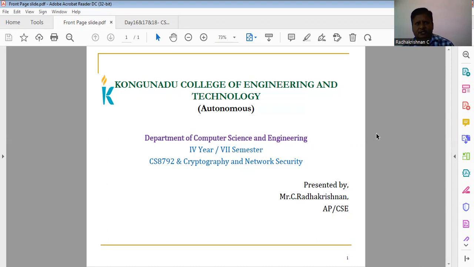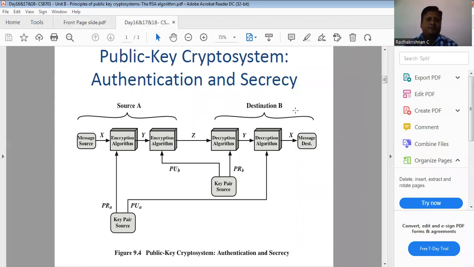Public key cryptography provides the authentication and secrecy of our message. In this topic, we discuss public key cryptography concepts. Here we implement two different keys: encryption with the private key and the decryption process carried out with the public key.